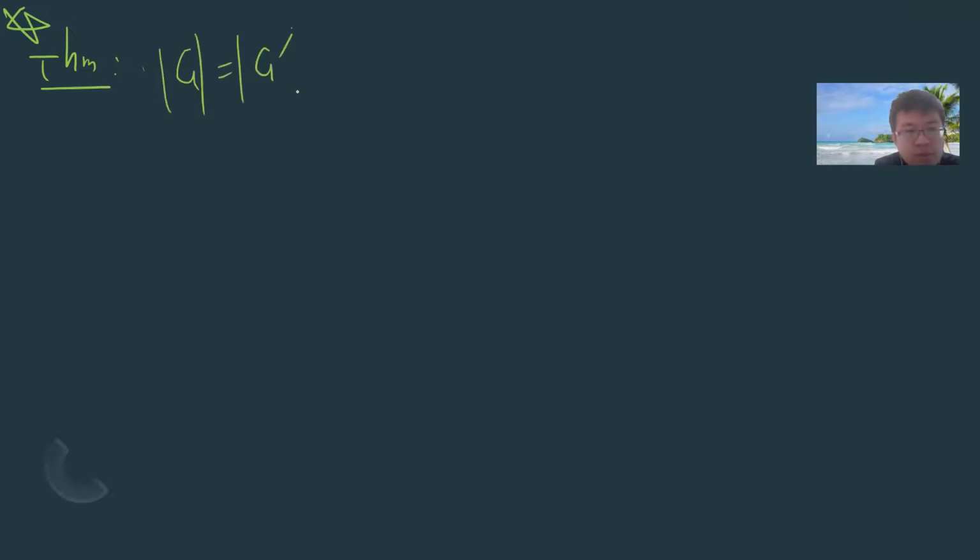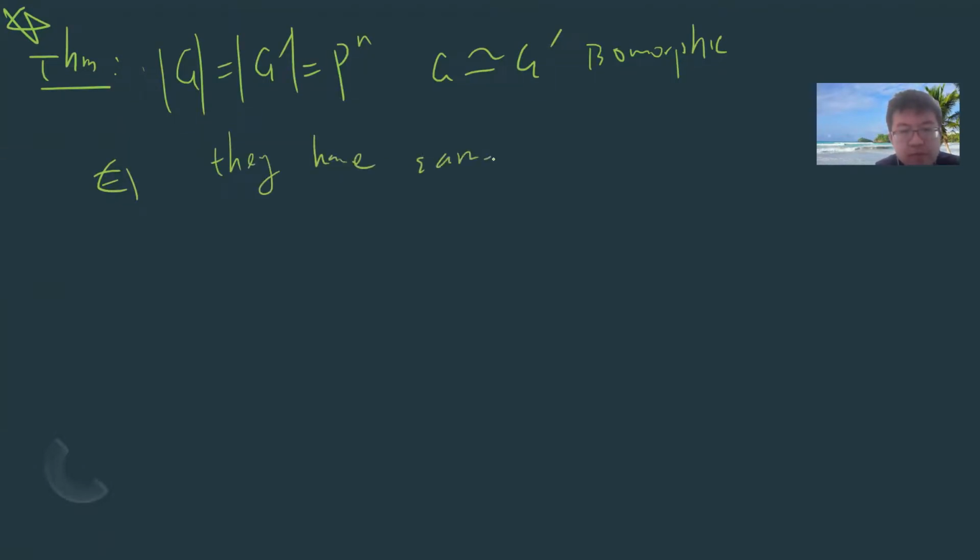So basically, what I'm trying to prove is the following. This is our main theorem in this video. Let's say G and G prime both have order p to the n. G and G prime are isomorphic if and only if they have the same invariants.